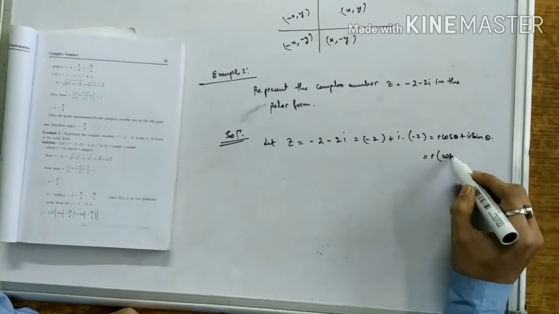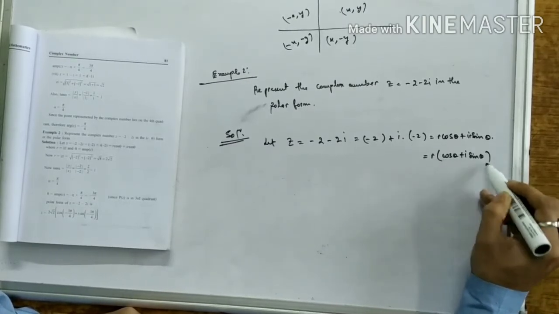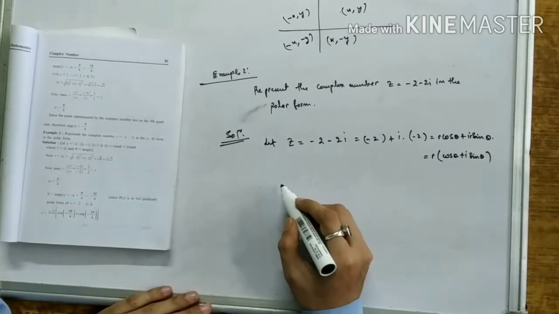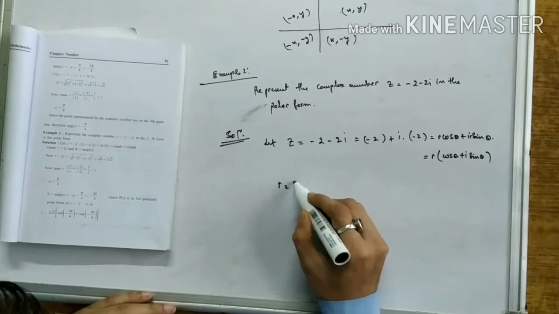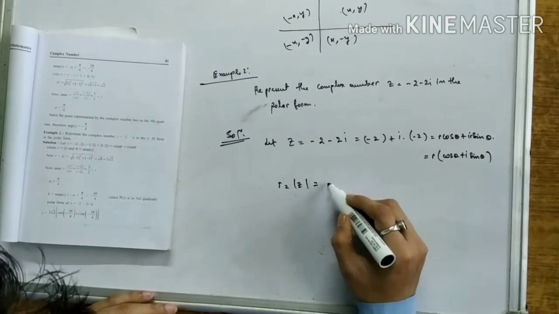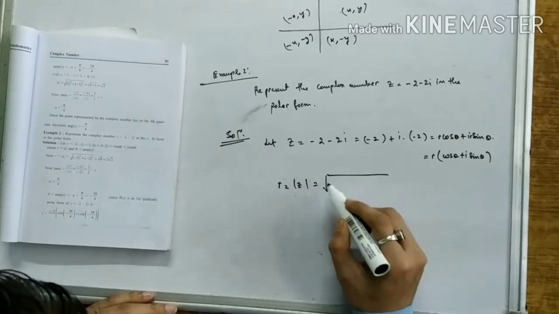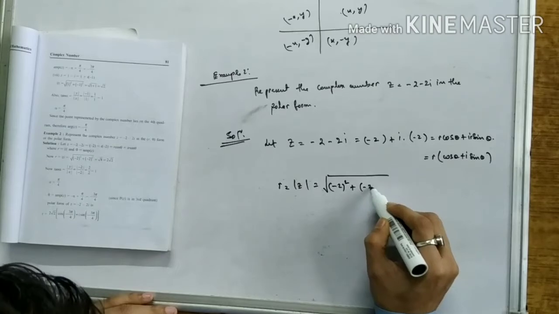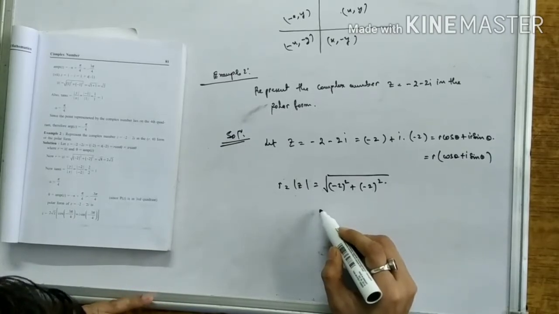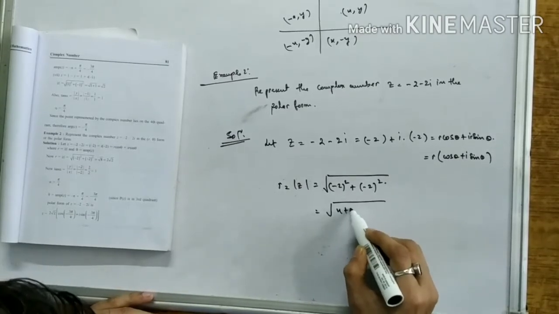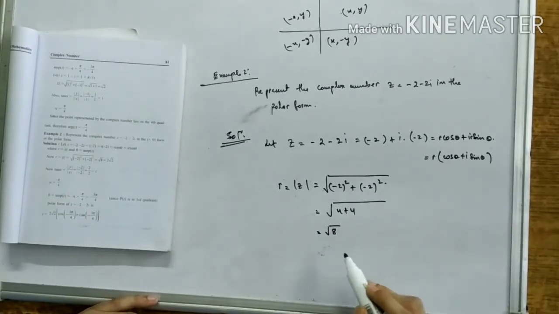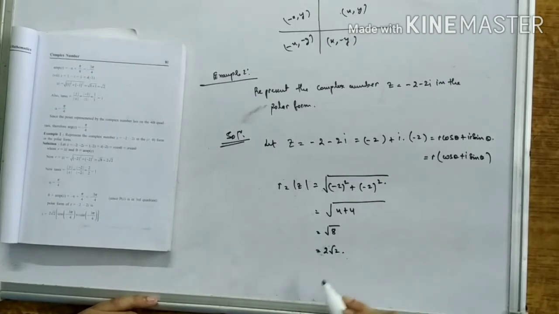This equals r cos theta plus i sin theta. So now r is equal to, we know, modulus z, which is equal to root over minus 2 the whole square plus minus 2 the whole square. So this becomes 4 plus 4, which is equal to root 8, and root 8 you can write as 2 root 2.